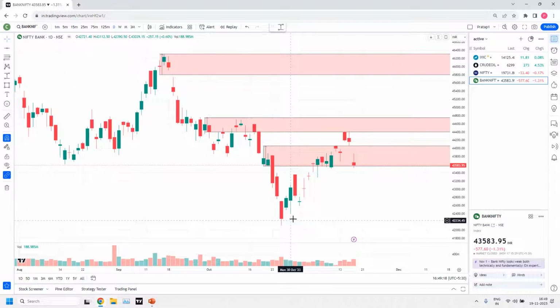Now this is the first time this supply zone is violated. First time means when the trend is downtrend, or when the trend is uptrend. The first time a zone is violated, the trend will be changed to sideways. So now the downtrend has changed to sideways.